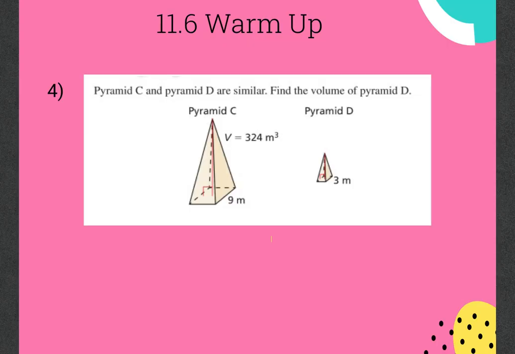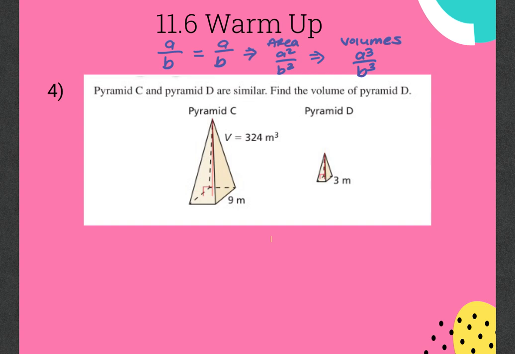All right, 4 says pyramid C and D are similar. Find the volume of pyramid D. So we learned it in 11.5, but we reviewed it in 11.6. That if I have the ratio of two side lengths, heights, or radii if it's a cylinder, of two similar solids, they would be written as A to B. That would be the same as its scale factor. The areas would be A squared to B squared. And the volumes would be what? Good. A cubed to B cubed.